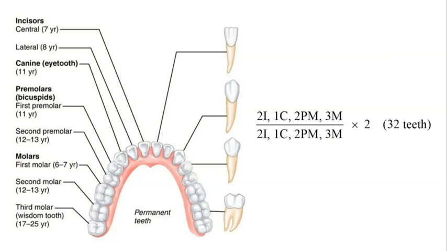The dental formula changes slightly for the permanent teeth. We see that there are two incisors, a central incisor and a lateral incisor, one canine, two premolars, and three molars. So the right side of the upper jaw has 8 teeth, and the right side of the lower jaw also has 8 teeth. Multiply that by 2 to account for the left sides of the jaw would yield 32 permanent teeth.